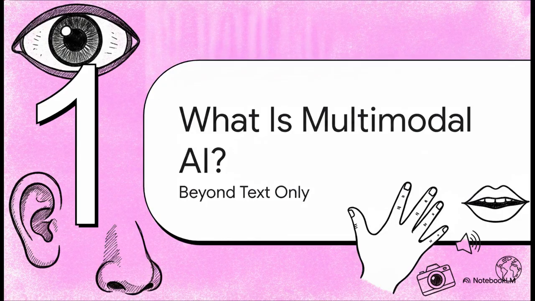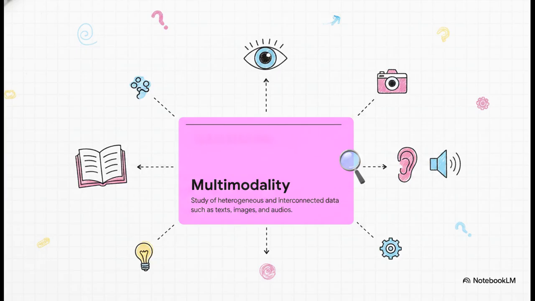So, Section 1. What exactly is multimodal AI? The biggest limitation of early AI is simply that it lacks the senses to understand the wider physical world. It's kind of like trying to describe a beautiful sunset to someone using only a dictionary. It just doesn't work. And that brings us to multimodality.